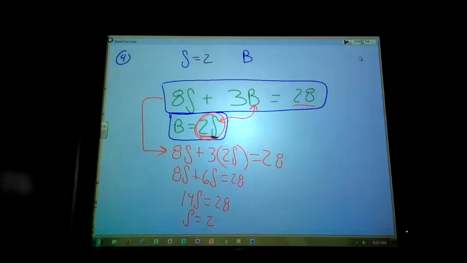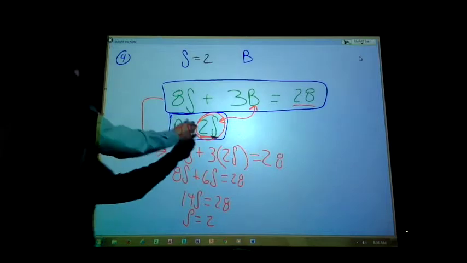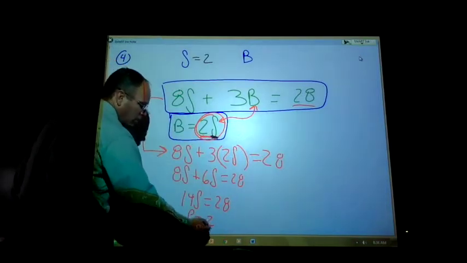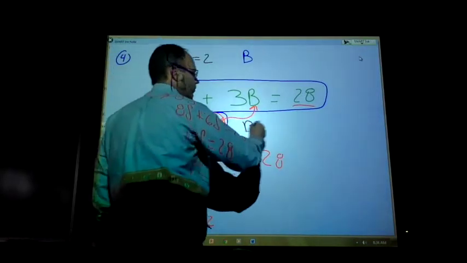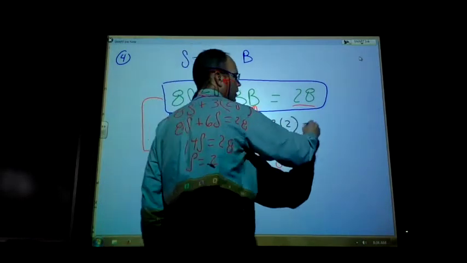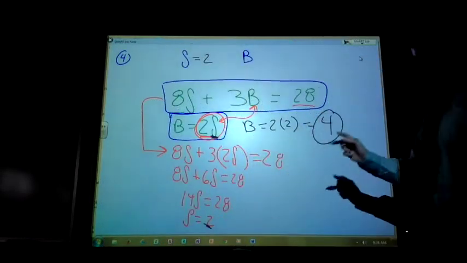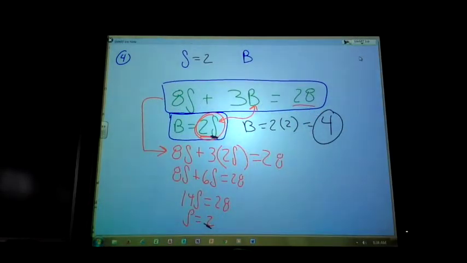What is it equal to? No, s is equal to 2. What's b equal to? 4. Because I know that 2 times my smaller, and my smaller is 2, so 2 times that is 4. So my bigger number is 4, my smaller number is 2. Cool.